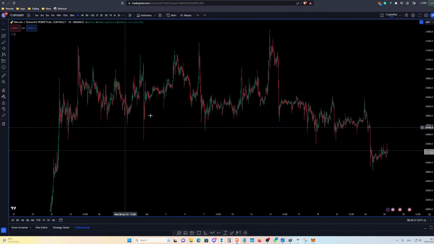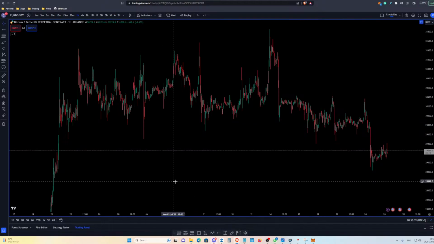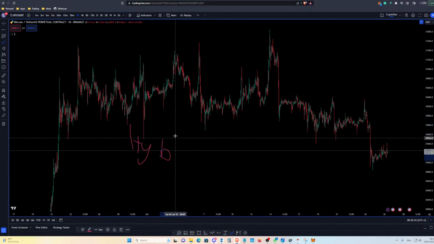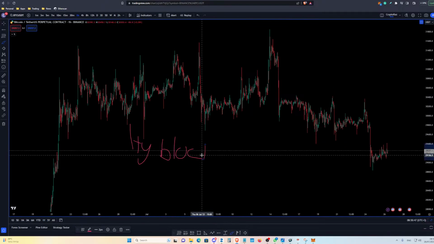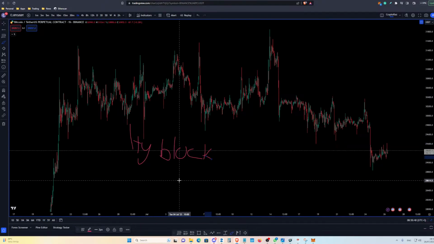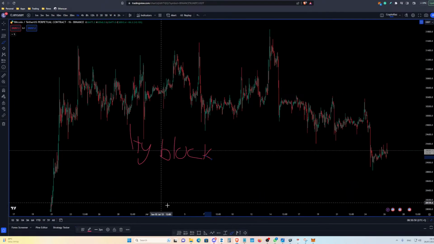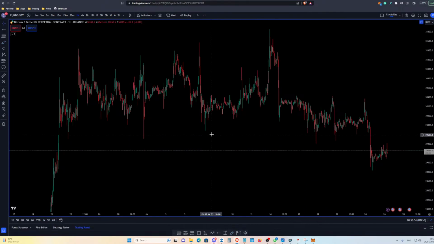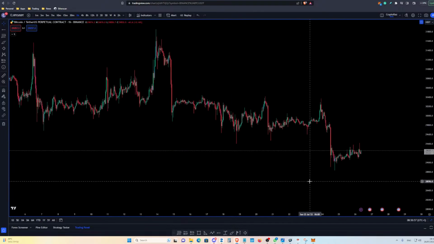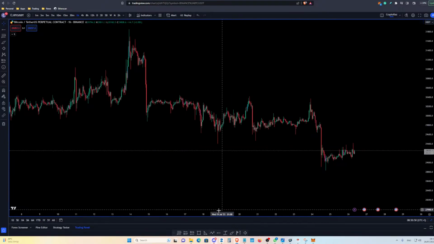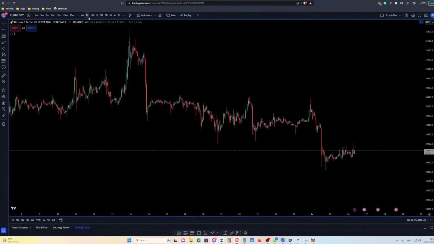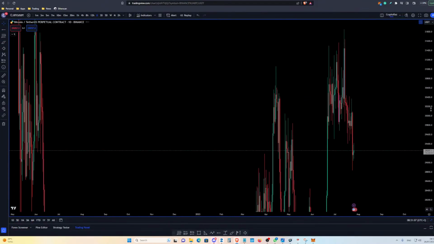I know that we should focus right now on the Hyblock Capital, which is a great tool. A little bit expensive, but totally worth it. I've been talking about the Hyblock in this channel before, and today I want to show you some other ways to analyze the crypto market using the Hyblock Capital Liquidation HeatMap. So let's hit it. Let's go with the daily time frame for BTC.